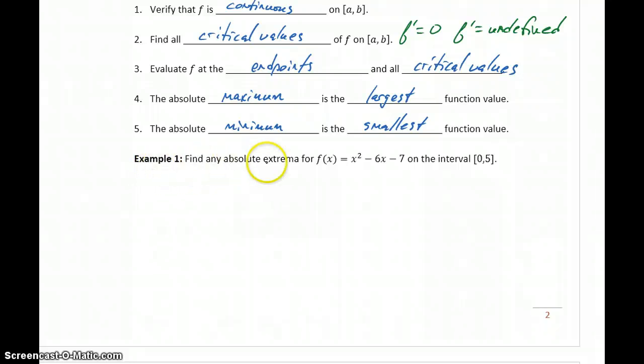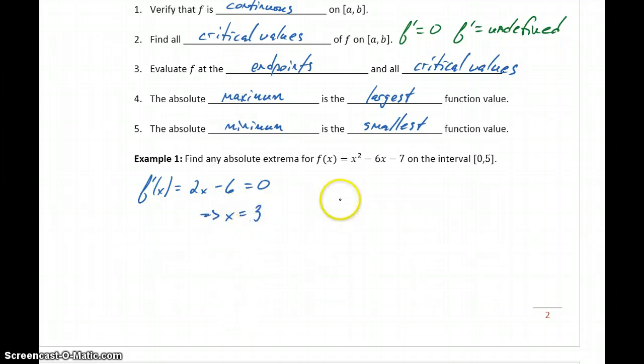So in our first example, we want to identify any absolute extrema for this function on the closed interval from 0 to 5. We're dealing with a polynomial function, so it's always continuous. So we can find the derivative of this function to be 2x minus 6. Setting that equal to 0 will give us a critical value at x equals positive 3. So we have a critical value to consider and our two endpoints.